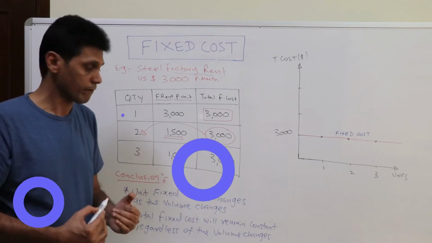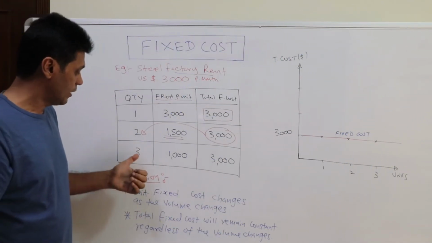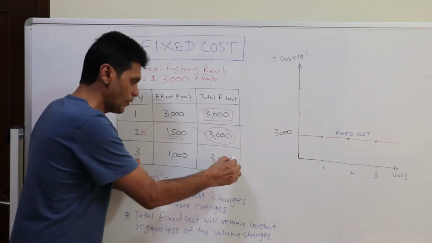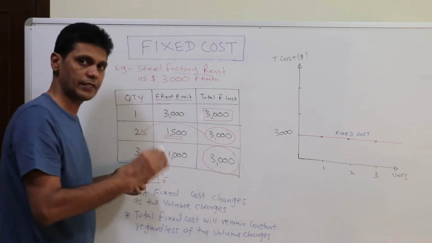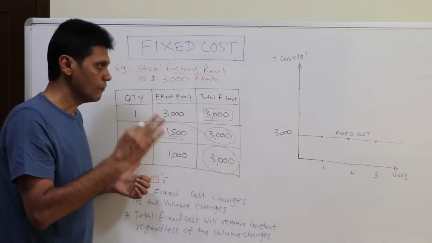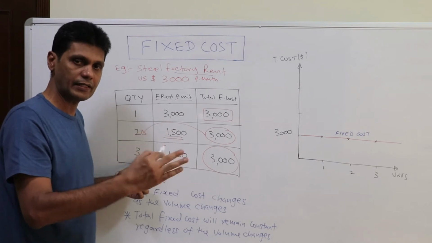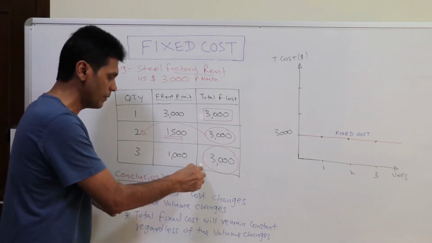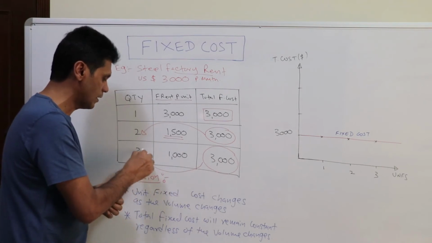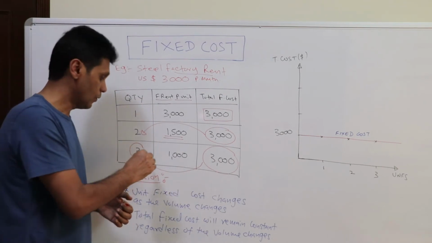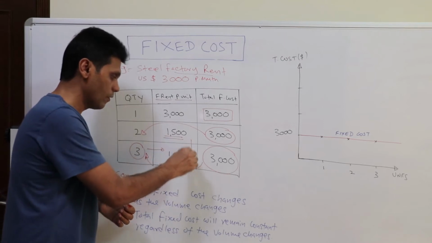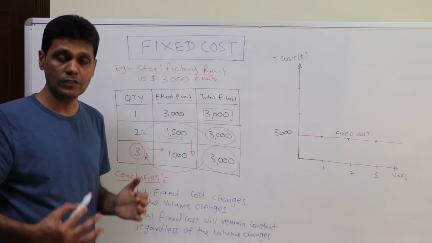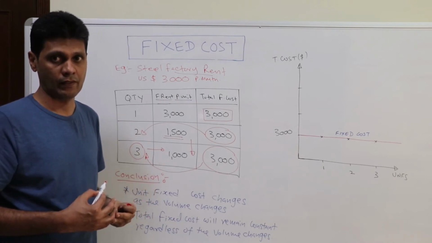It will reduce. And further, if you increase this to 3 units, still you have to pay the rent of 3000. It is constant. The total fixed cost, the total factory rent, is 3000. It will not change. However, this 3000 will be allocated amongst these 3 units, so your fixed cost per unit will reduce to 1000 US dollars.